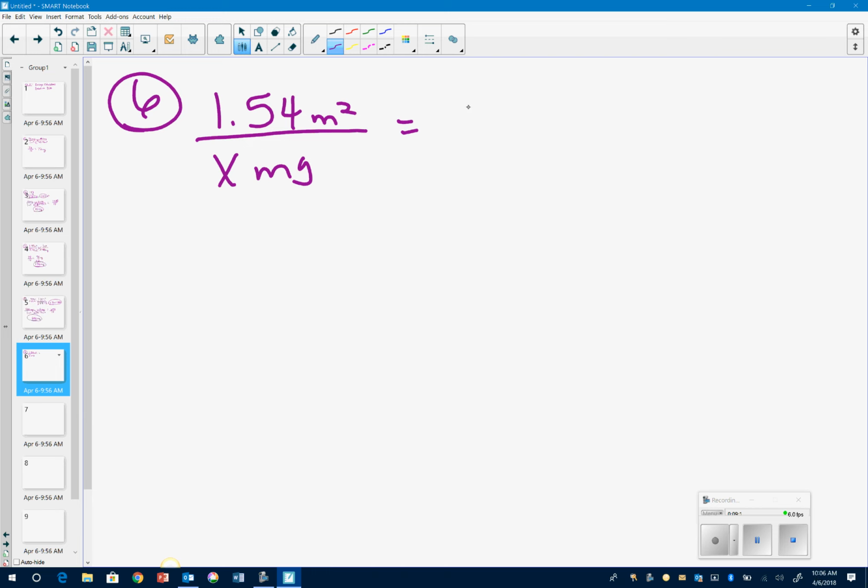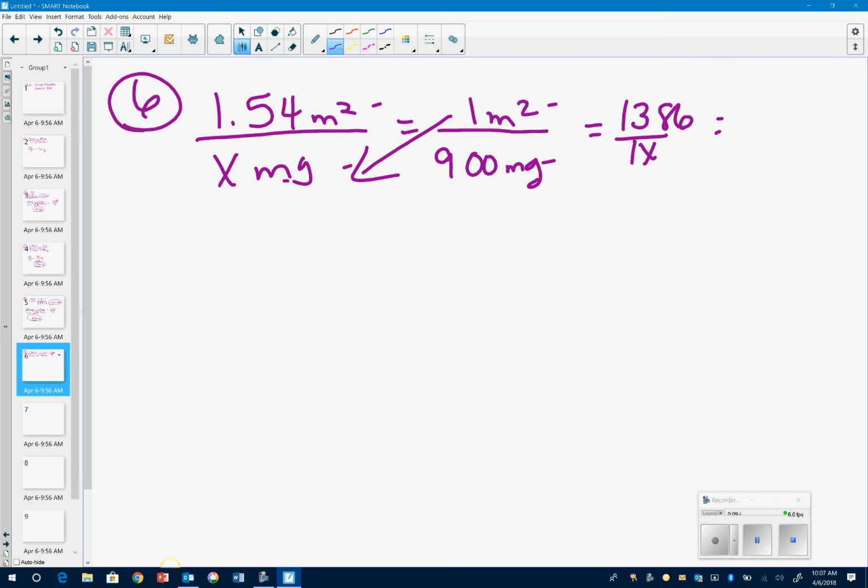Okay. And then of course the daily order dose is 900 milligrams per meter square. So be sure to line everything up. Even I have to go back and double check myself here. So make sure you put the milligrams on the bottom, 900 milligrams per 1 meter square. So our units are the same on top and bottom. 1 times X would be 1X, goes on the bottom. 1.54 times 900, you get 1,386. So you get 1,386 milligrams.